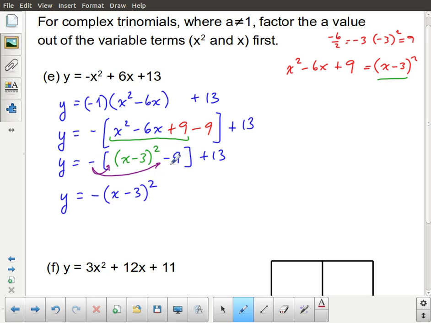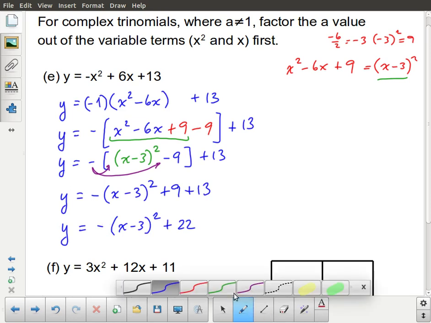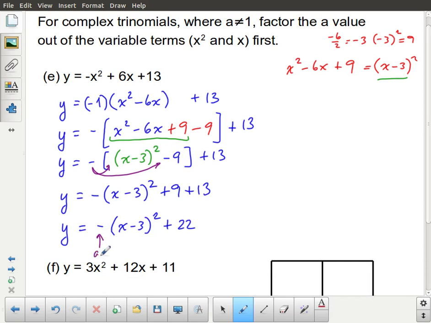Negative 1 times negative 9 is going to be plus 9. And then I had that plus 13 that I'd kicked outside and left outside for a while. And now I've got my final answer where I combine this 9 with this 13, and that gives me plus 22. And so now I have this in vertex form. This negative value in front, that's actually the a value. So this is telling me that a is equal to negative 1.